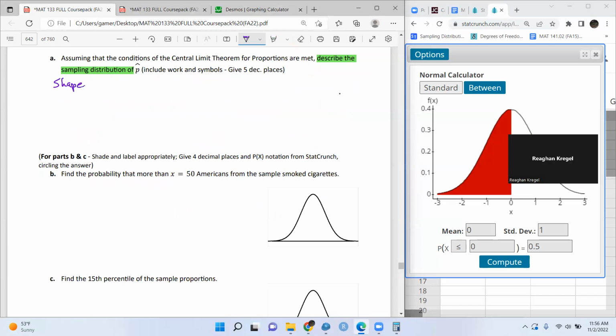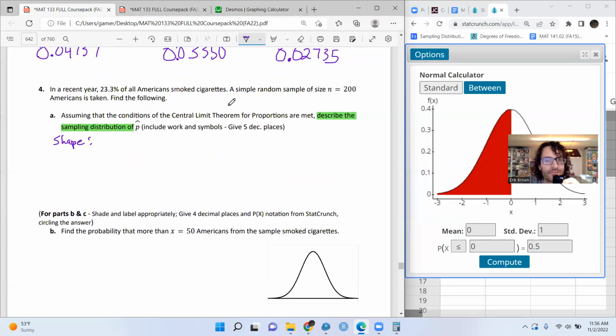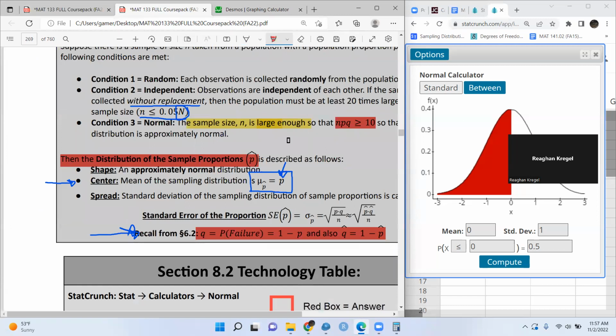I did n times p times q, so I got 200. And tell me if I did this right. I changed the percent to a decimal, so 0.233. And then 1 minus 0.233, and I got 46.367, which is greater than 10, so it is normal.